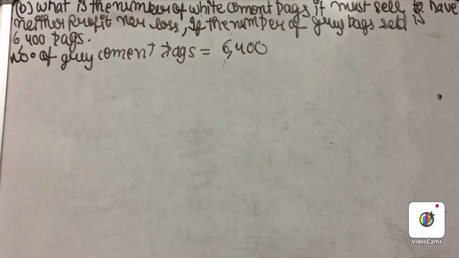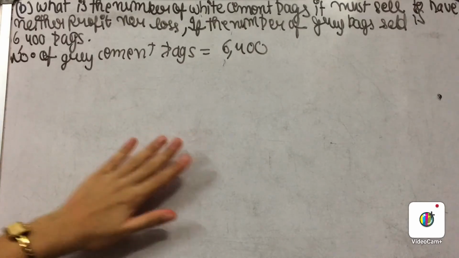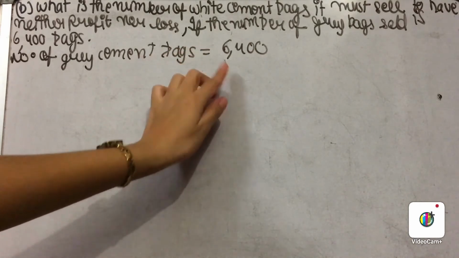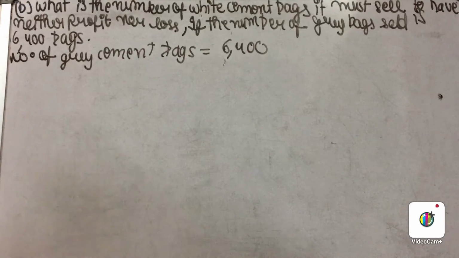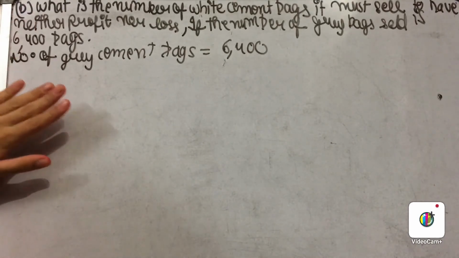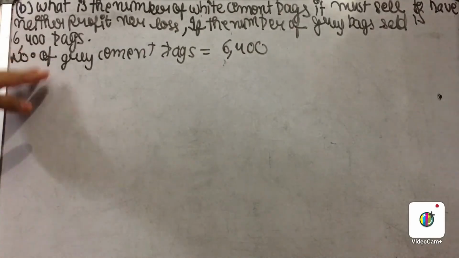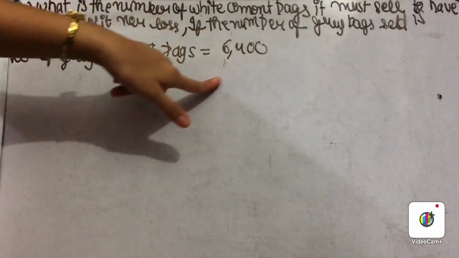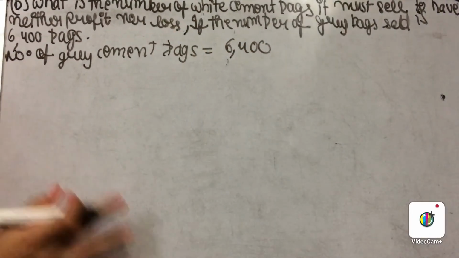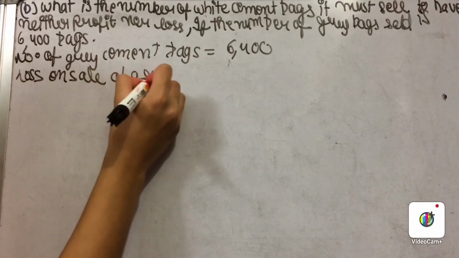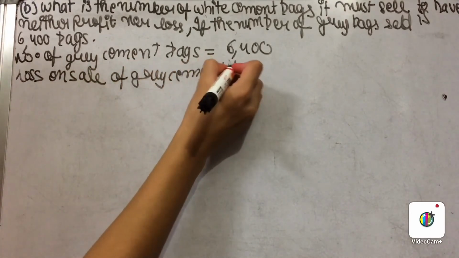And now what you have to find in this, now firstly to find out the number of white bags the company must sell, you have to find out the loss the company made by selling 6,400 grey cement bags. मतलब अगर आपको फाइंड आउट करना है कि कंपनी को कितने वाइट सीमेंट बैग सोल्ड करने पड़ेंगे उस लॉस को कनकर करने के लिए, तो आपको पहले ग्रे सीमेंट बैग्स का लॉस निकालना पड़ेगा. सो टू राइट इट, आई एम राइटिंग हियर लॉस ऑन सेल ऑफ ग्रे सीमेंट bags.